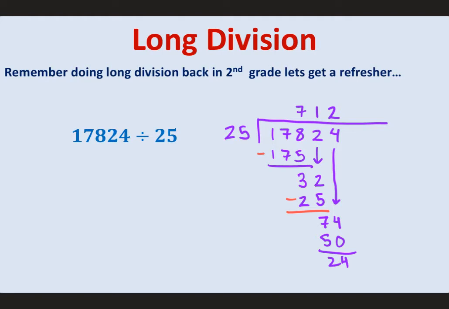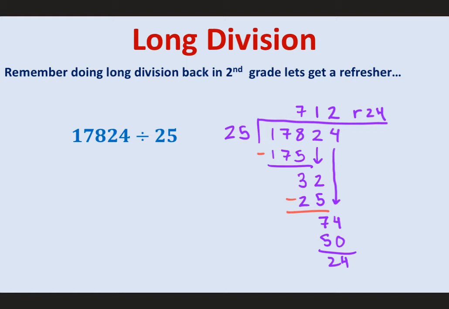Now, later on in math, you learned that you could start adding a decimal place and some zeros, but early on in math, you just said, well, that's all I can do, so I have a remainder of 24. And that was your answer. What was 17,824 divided by 25? It was 712 with a remainder of 24. Hopefully you guys remember doing something like that.